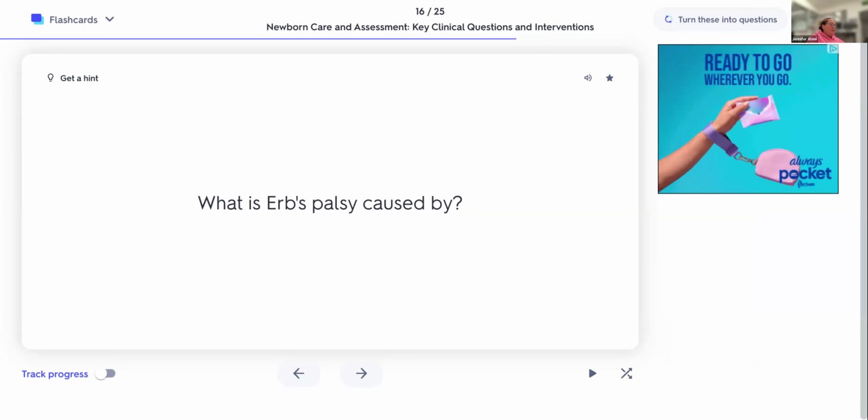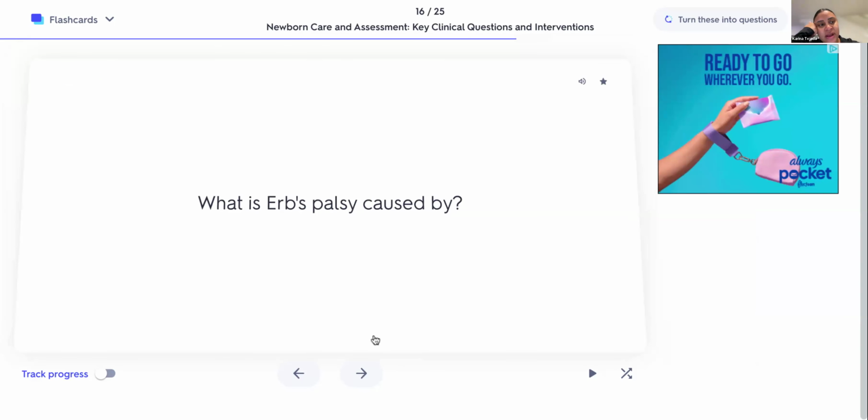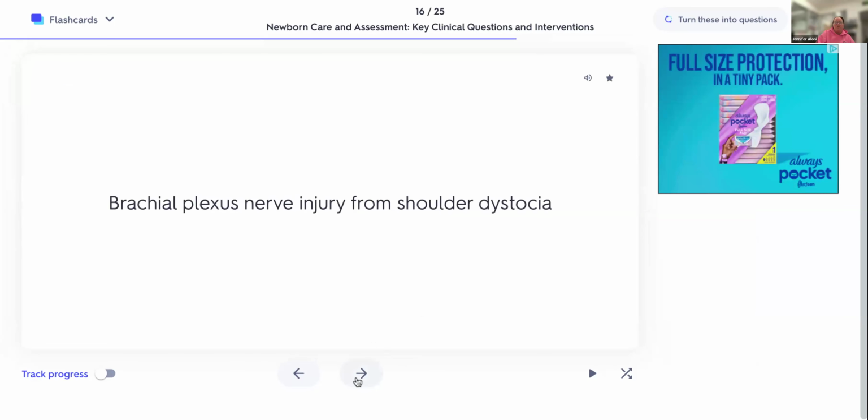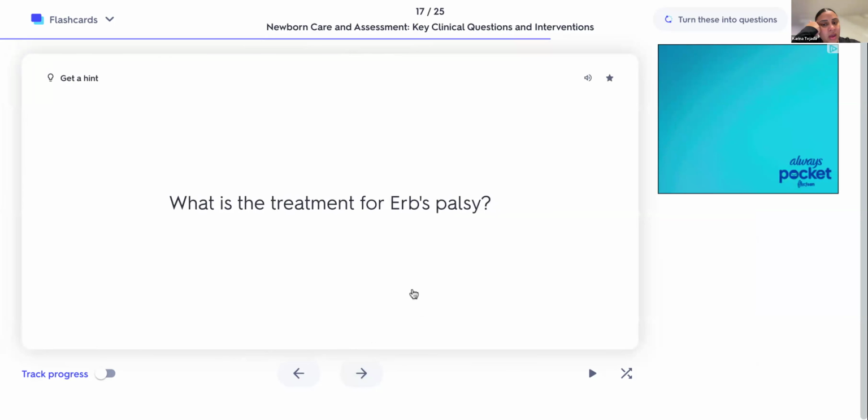So it's not something working right. We actually did this one already. It was one of the last questions. Yeah, someone answered it right. It's nerve injury. Something happened to the brachial plexus. Good. What is a treatment for Erb palsy?